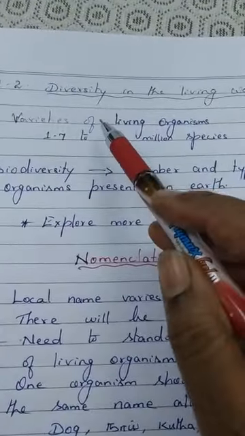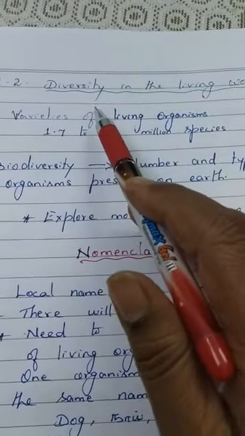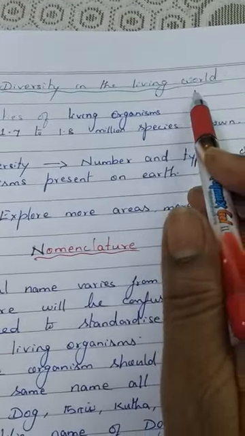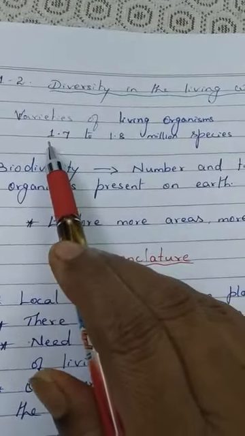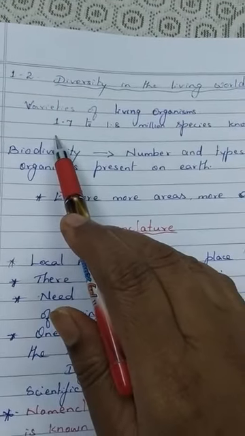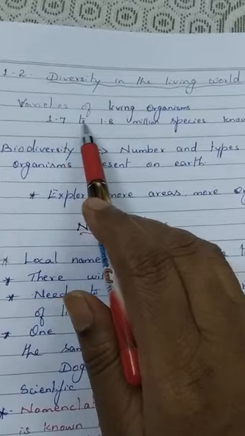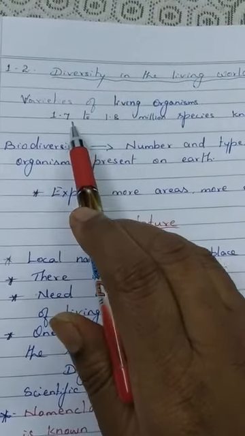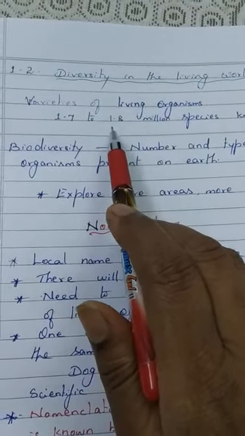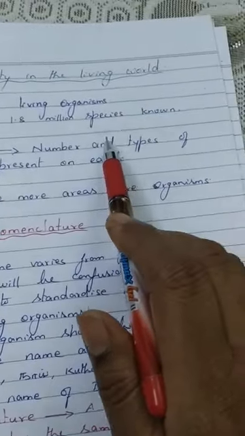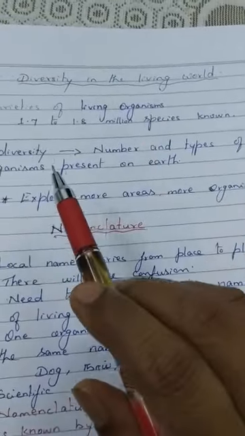And then the next topic is diversity in the living world. The world contains a large variety of living organisms. Totally 1.7 to 1.8 million species are known and are described.